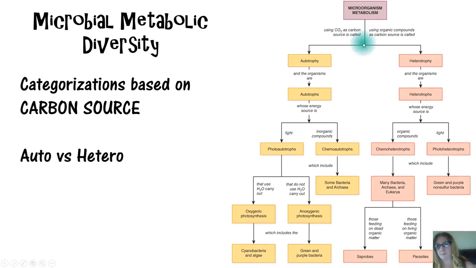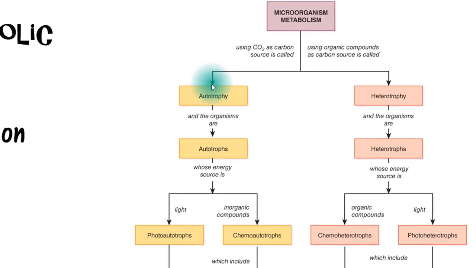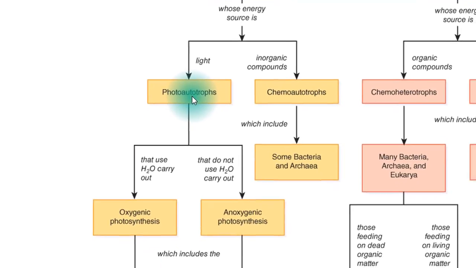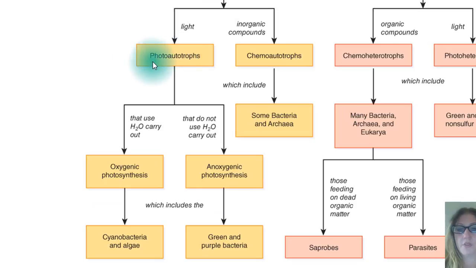So let's go the other side. So using carbon dioxide as a carbon source, these are our autotrophs. Okay. So autotrophs using carbon dioxide as a carbon source, using light as an energy source, we get our photoautotrophs. So the auto part comes from the carbon dioxide, carbon source. The photo part comes from the light as the energy source.